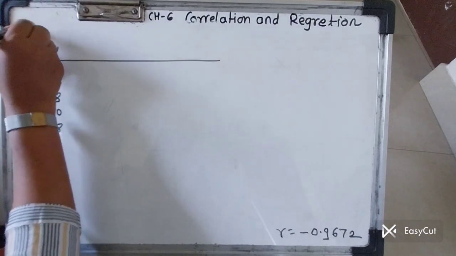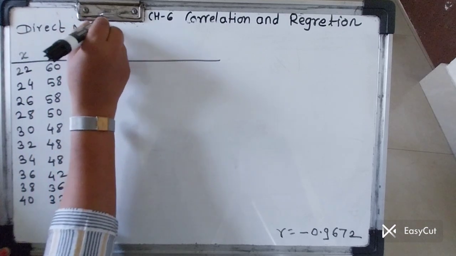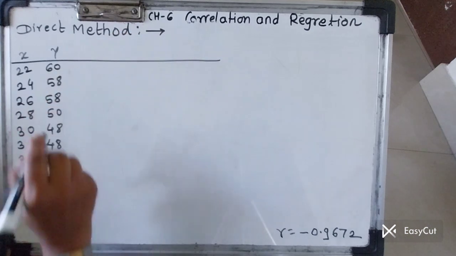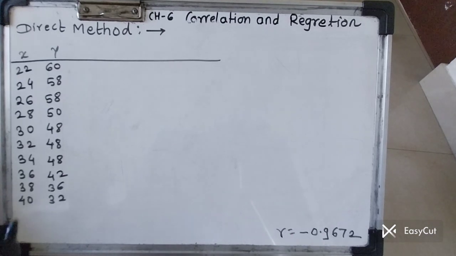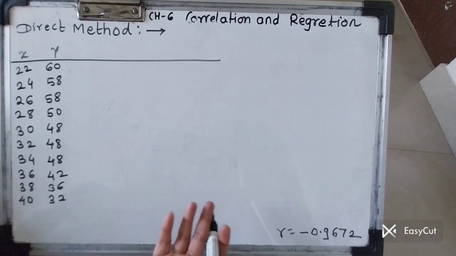See same example by direct method. I write here direct method. If in the exam they mention use direct method, then use XY formula. If they mention use deviation method, use UV formula. If nothing is mentioned, just find out Karl Pearson coefficient of correlation, then use any method. Okay, I suggest use direct method because we are using calculator.